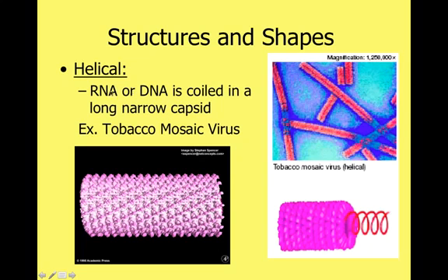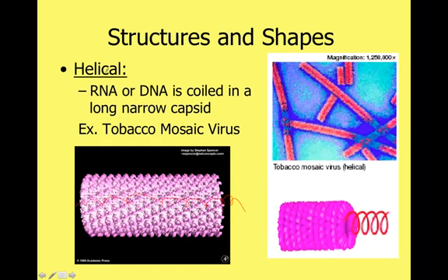Helical, I believe you just have to draw, but helical is an RNA or DNA which is coiled in a long, narrow capsid. So we've got the capsid surrounding the outside, and then on the inside of this is the DNA just coiled on the inside of it. So I'm drawing a coil right through the middle of it, and it looks just like that.